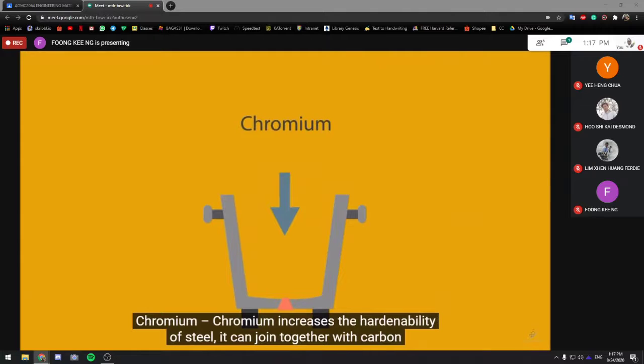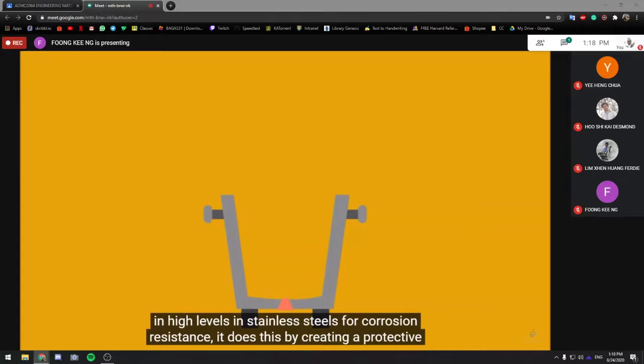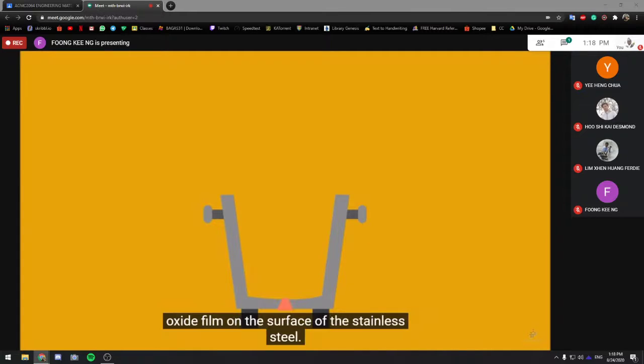Chromium. Chromium increases the hardenability of steel. It can join together with carbon to form very stable carbides, which are excellent for wear and abrasion resistance. It is used in high levels in stainless steels for corrosion resistance. It does this by creating a protective oxide film on the surface of the stainless steel.